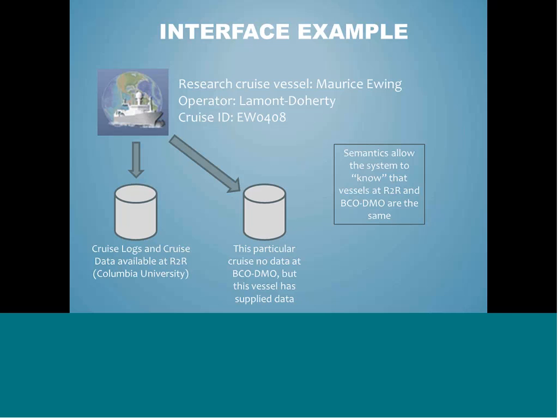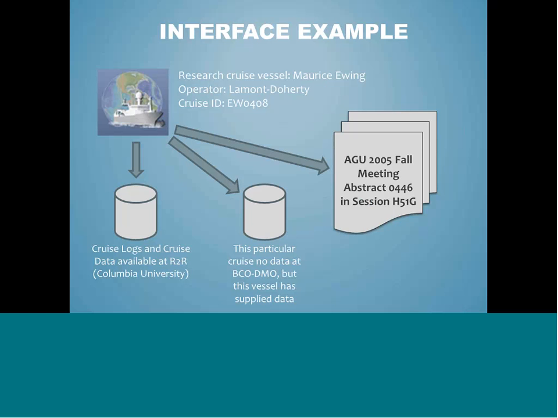We can tell you that the biological and chemical repository at Woods Hole does not have any data for this particular cruise, but it is aware of the vessel, and that vessel has gone on other cruises, and there's biological and chemical data related from those other cruises which you might be interested in. And so it's this semantics and this use of linked open data that allows the system to know that the vessel at these two different repositories is actually the same thing.